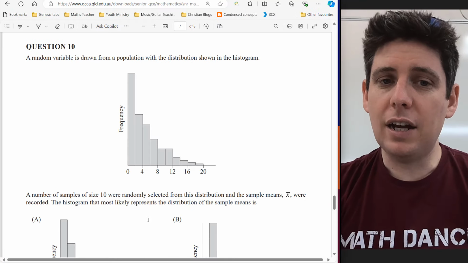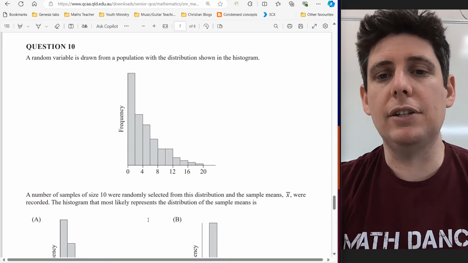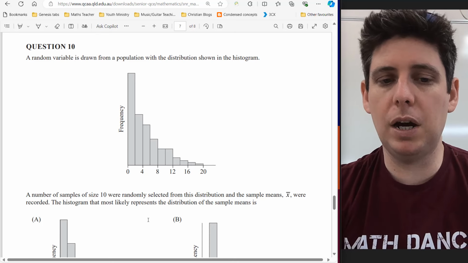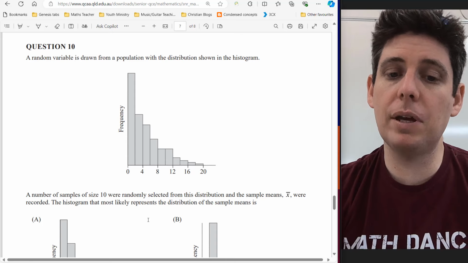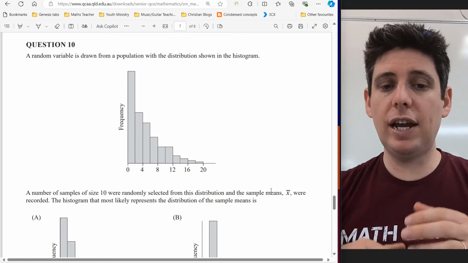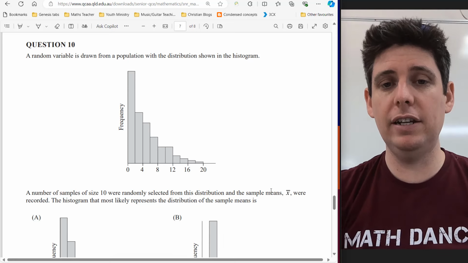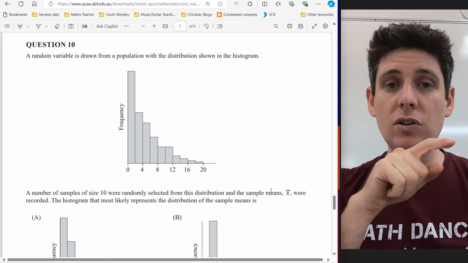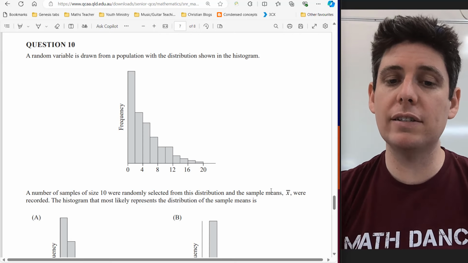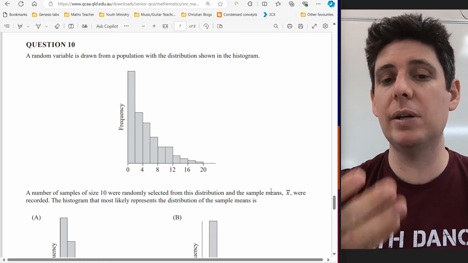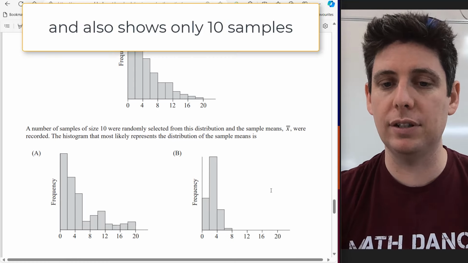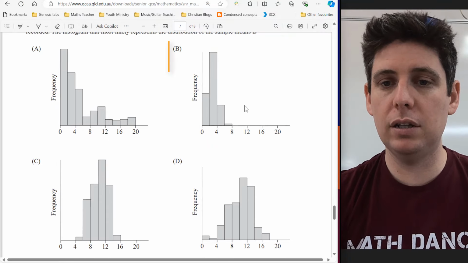All right, question 10. A random variable is drawn from the population. So we've got a number of samples, size 10. The sample means X bar were recorded. The histogram that most likely represents the distribution of the sample means is... If you take sample sizes greater than 30, it tends to become a normal distribution curve. It's just something that happens in nature. Because it's only a sample size of 10, it's going to be similar to the population. So we're looking for a graph that's similar to the population. The most similar is B.